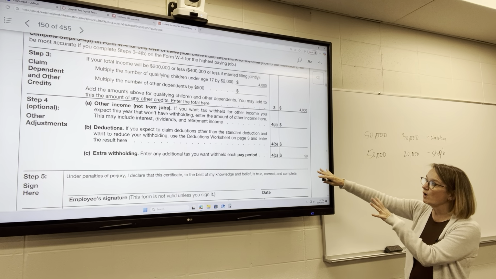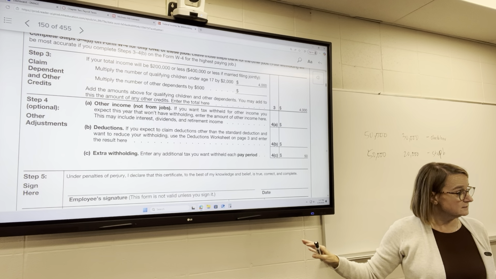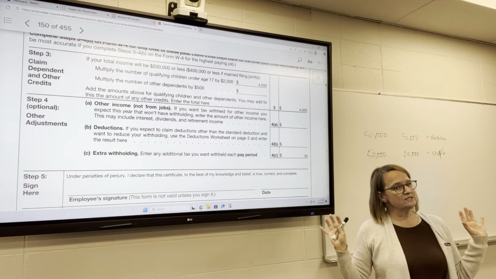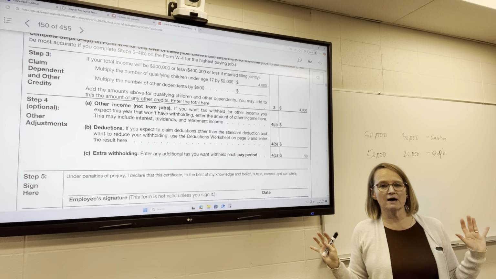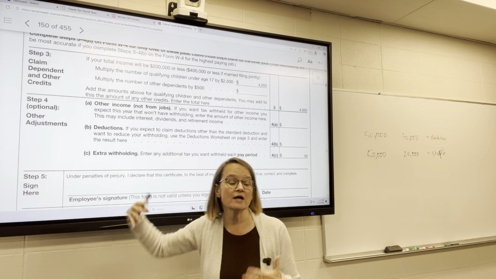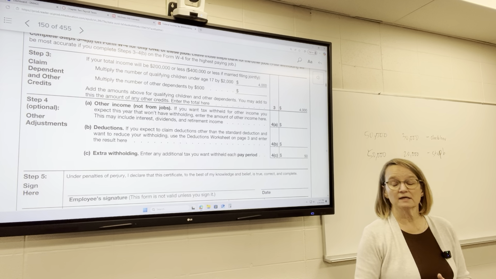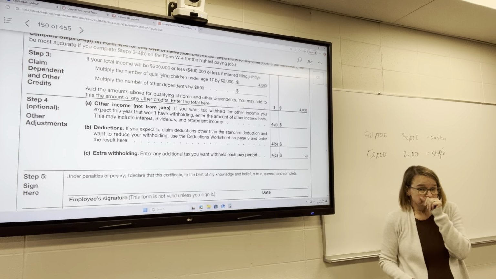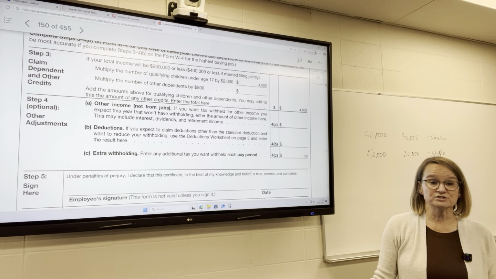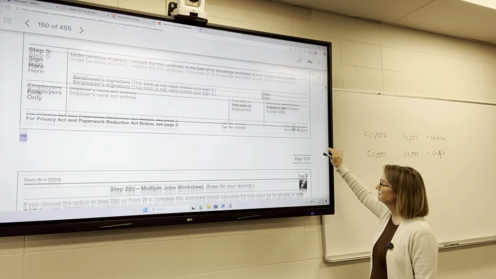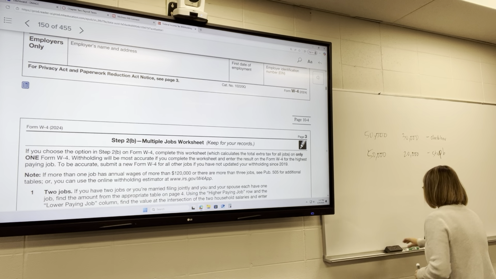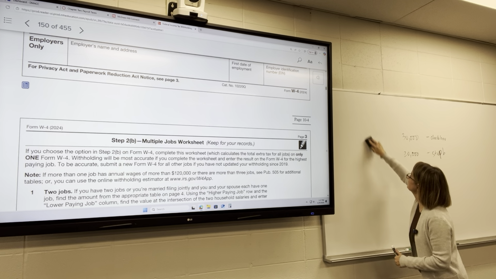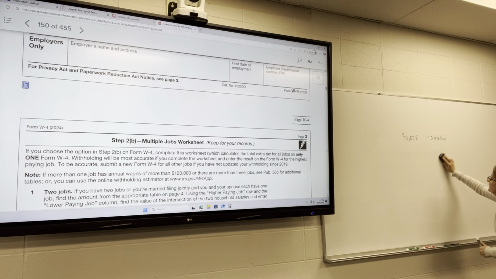And then ultimately, if you want any additional amount withheld, you can just put a flat amount here. Say you do all that, and you're like, I just want to have some cushion. I want to make sure I've got enough withheld. I'm going to have an extra $100 withheld from every paycheck. You just put $100 here. That's just an additional amount that is going to be withheld from an employee's paycheck. So all of this information is used in order to determine how much federal income tax is withheld from an employee's paycheck.